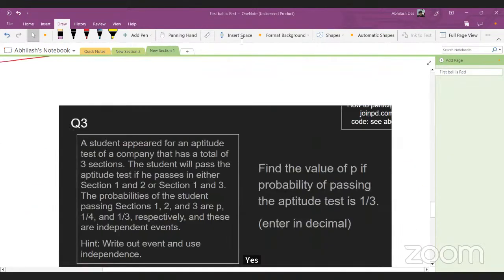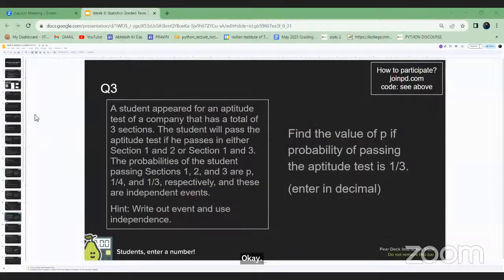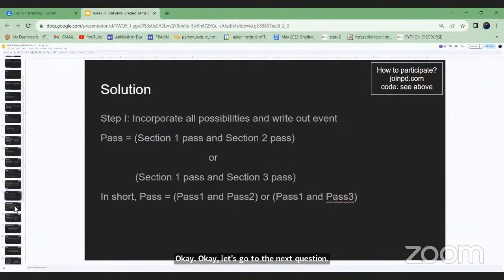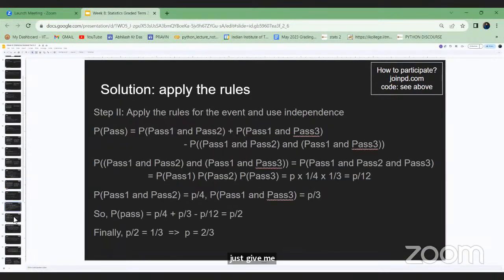Okay, let's go to the next question. Just give me 1 minute. These are the steps. Try this question.